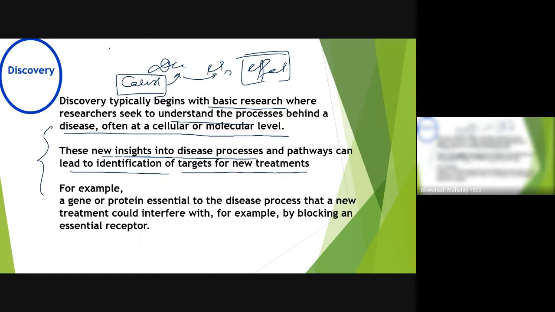Once you know this, at least, okay, this is the disease, this is the effect, if I can block this, if I can stop this, then it can serve as medicine. This information is acquired. We need to know those essential things. So essentially we know what is going to happen. Here one example is given, right? A gene and protein is essential for a disease process.